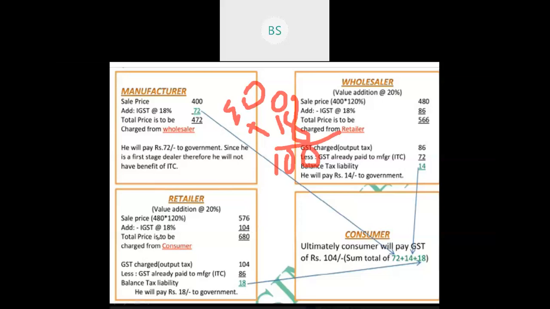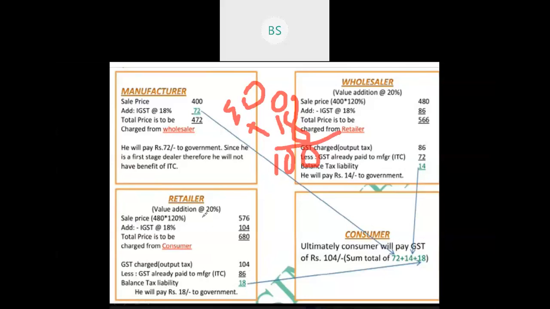Okay. Now the total price is to be charged from the consumer. The retailer will give it to the consumer for 680. So the GST charged, the output tax, is 104. It means he is collecting 104 from the consumer. And what he has already given to the wholesaler is 86 rupees. So he should not pay the full 104 now. He has to subtract this. So 104 minus 86 is 18 rupees. So this 18 rupees he has to give to the government, because he has already paid 86 rupees.